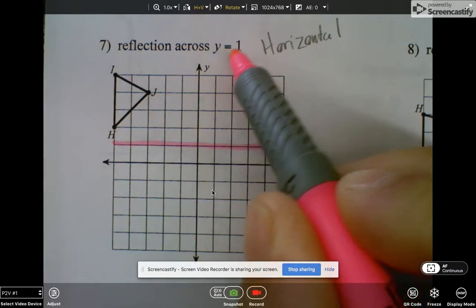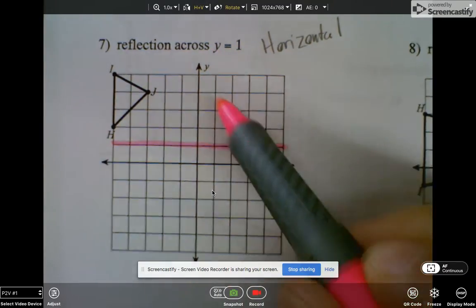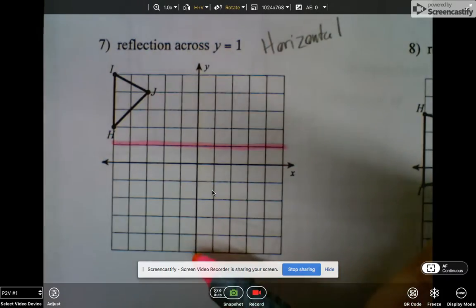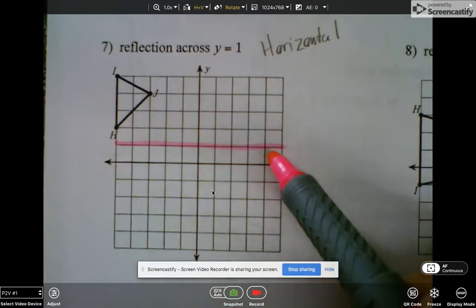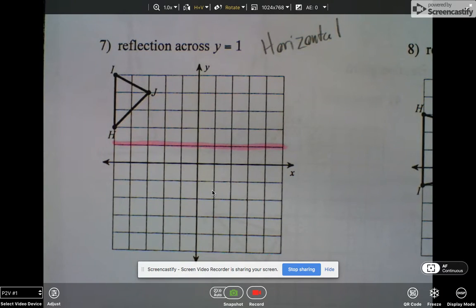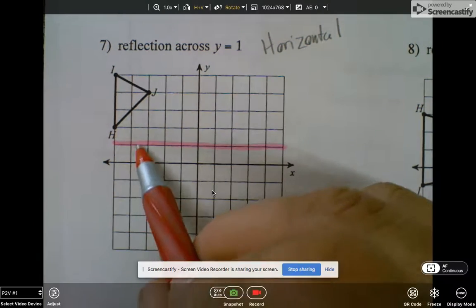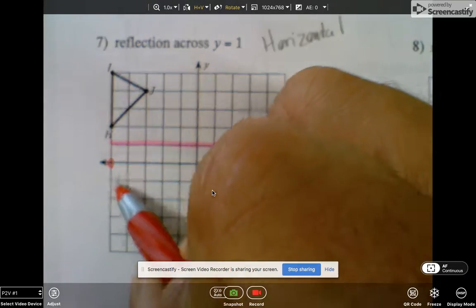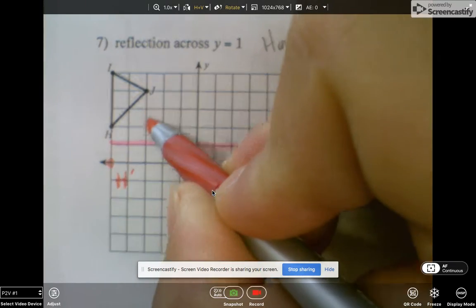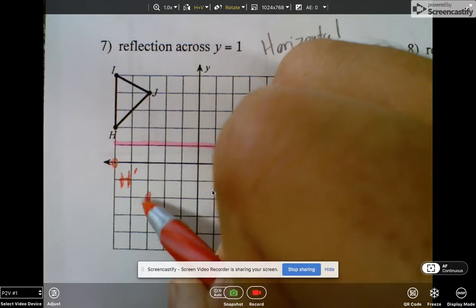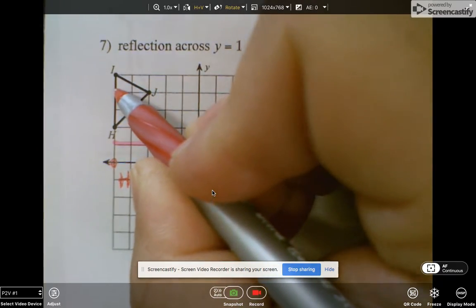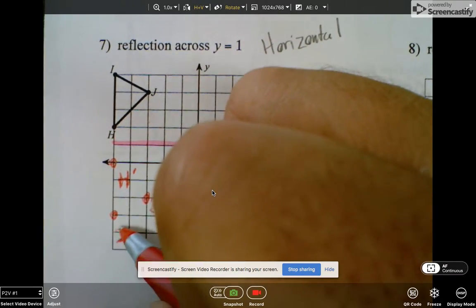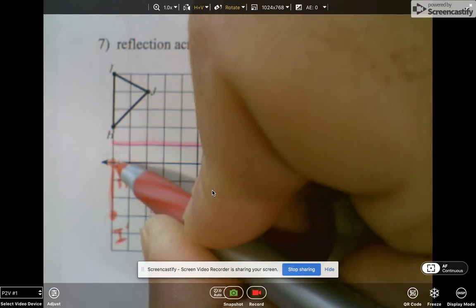Horizontal line. Remember, the way I think about it, y equals equations are always opposite the vertical line that is the y-axis. So the y-axis is vertical. The y equals 1 is always horizontal, or y equals anything is horizontal. So now I'm just going to count to my new line of reflection that's not an axis. So here, H will go 1, 1, H prime. This is 1, 2, 3 to the line, 1, 2, 3 to the line, J prime. And then 1, 2, 3, 4, 1, 2, 3, 4. That is I prime. So I connect the dots.